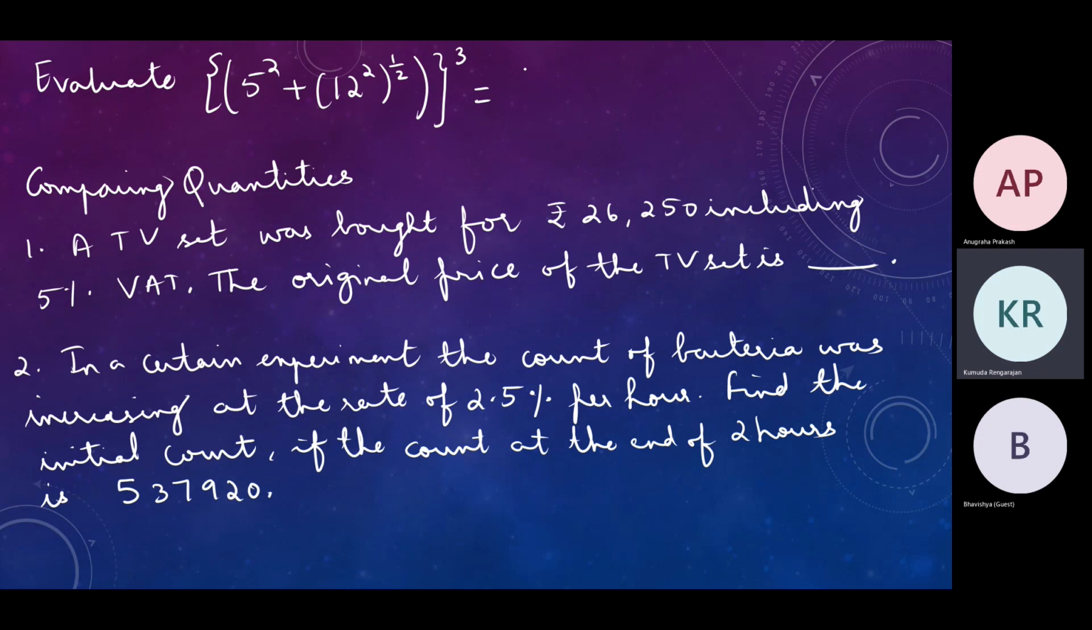So here it is, children. This 2 and 2 will get cancelled. So it's basically 5 squared, which is 25, plus 12, correct? 25 plus 12 is 37. 37 the whole cube, whatever is the answer. Yeah, Anugraha, you finished the second one? And Bhavishya, the first one? I'm working, ma'am.